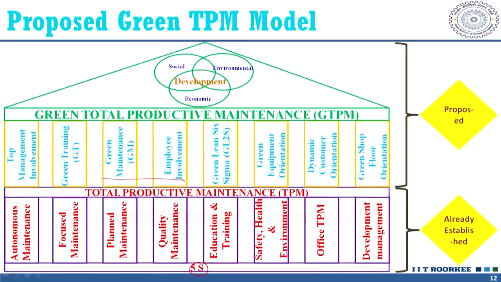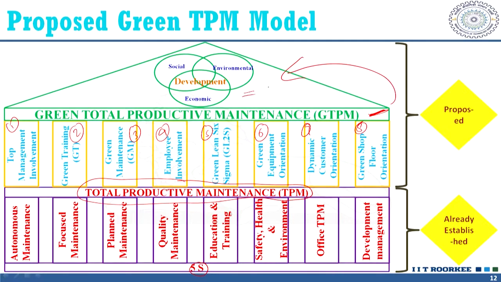The 5S towards total productive maintenance is already achieved. So, what I am proposing is that a company already using TPM should implement these 8 pillars, which will lead towards green TPM, and which will lead towards sustainability. This is nothing but sustainability.